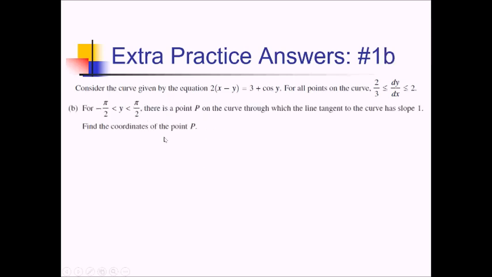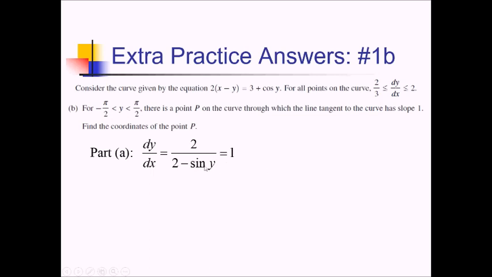For this part of the problem, for y from negative pi over 2 to pi over 2, they're telling us there's some point P on our curve such that the tangent line has a slope of 1, and they want the coordinates of this point. Well, we already have an expression for the slope of the tangent line from part A, that was 2 over 2 minus sine of y. So we just want to figure out where this thing equals 1.